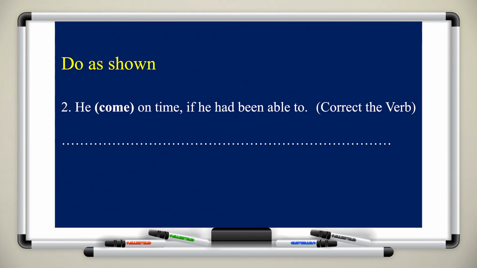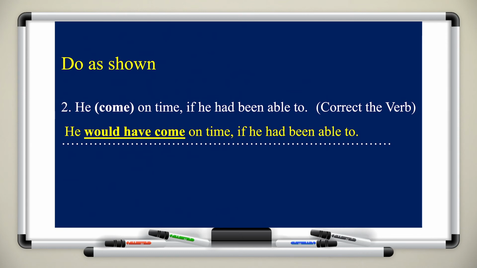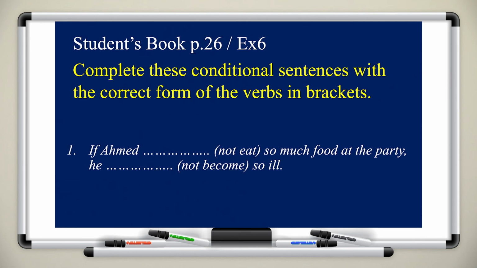Let's take a look at the next question. He, in brackets, come on time if he had been able to. So was he able to come on time? No. So what do I say? I say he would have come on time if he had been able to. Okay? Let's take a look at your student books, page number 26, exercise number 6. If Ahmed blank not eat so much food at the party, he blank not become ill.